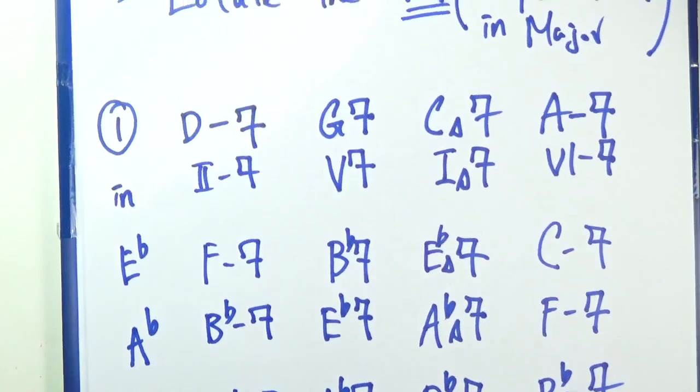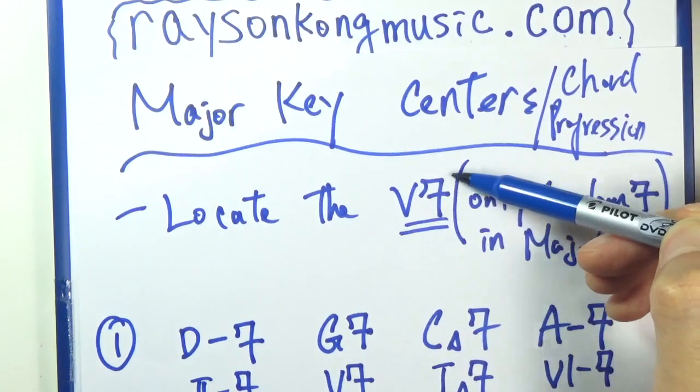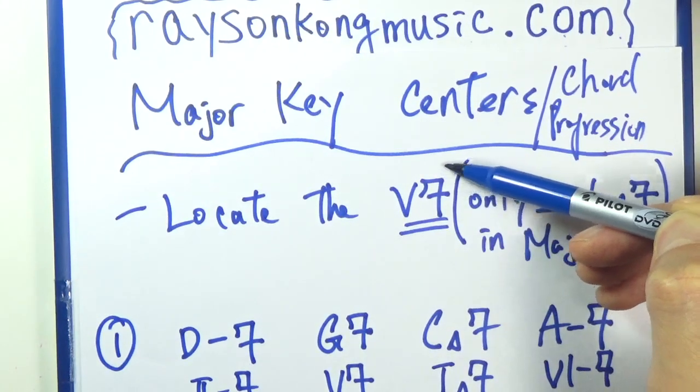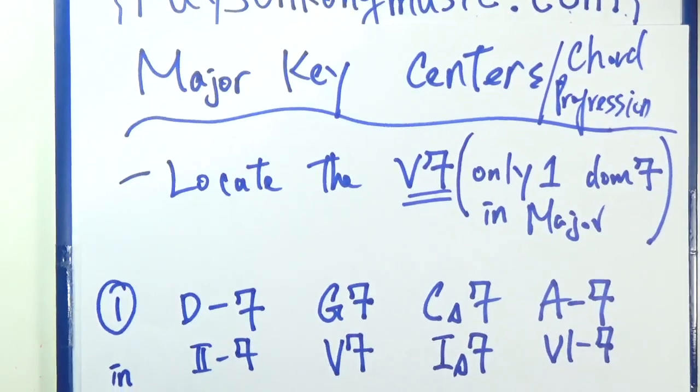That's your first major key chord progression. Basically, what we're learning is the trick of locating the 5/7 in order to determine the 1 chord of the chord progression.